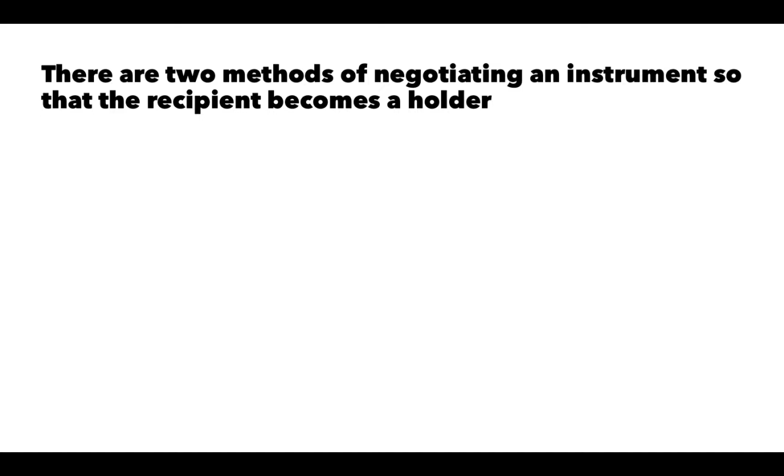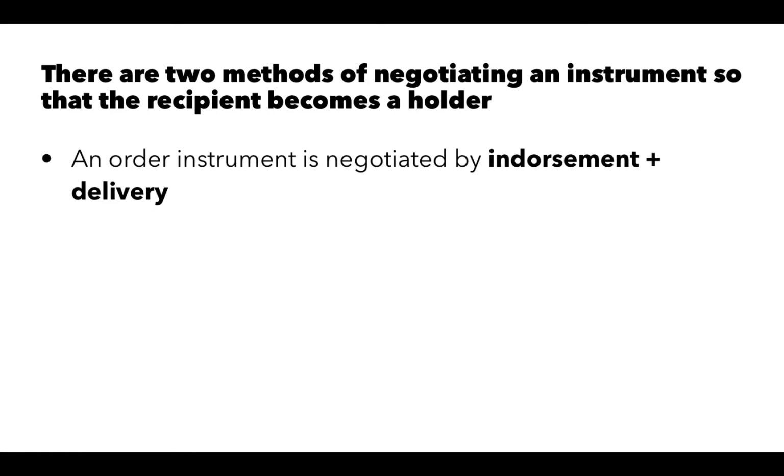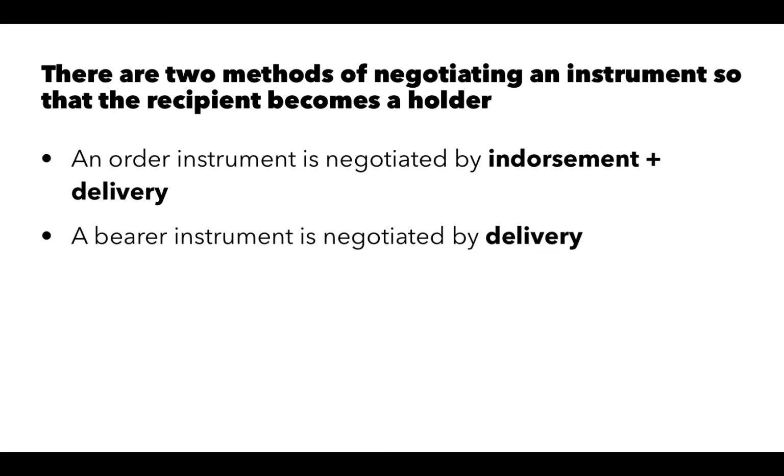Now, negotiation is a specific type of transfer, and there are two methods of negotiating an instrument so that the recipient becomes a holder. An ordered instrument, remember, is negotiated by endorsement and delivery, signing on the back and then delivery. And a bearer instrument is negotiated by simple delivery, by transferring the instrument from one party to the next.